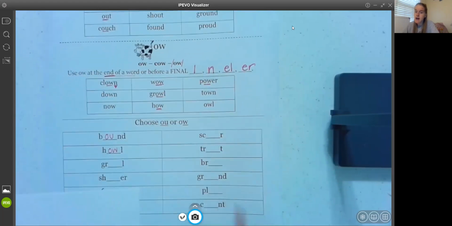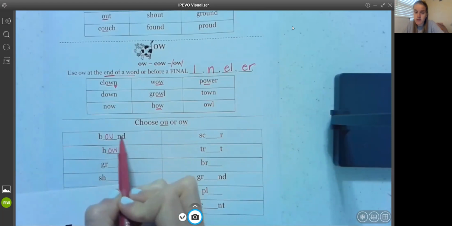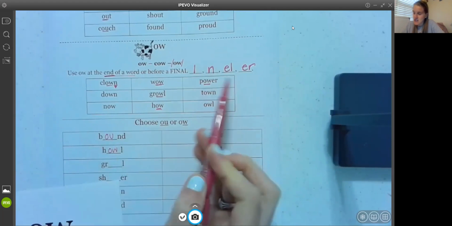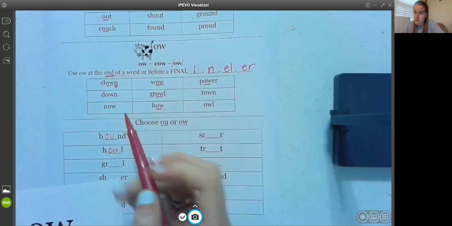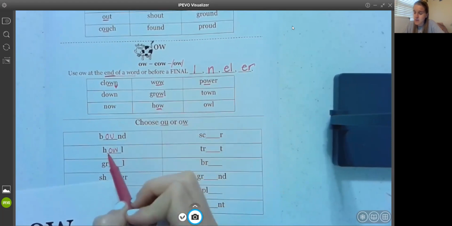So to figure out if it's OU or OW, we're going to look at part of the word. This was missing in the middle of the word, and it was ND at the end. So it definitely didn't fit this OW, so we put OU. But this was in the middle, but it was the L at the end, so we put OW.